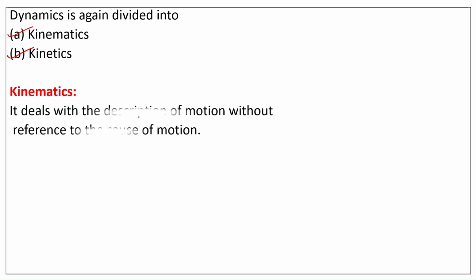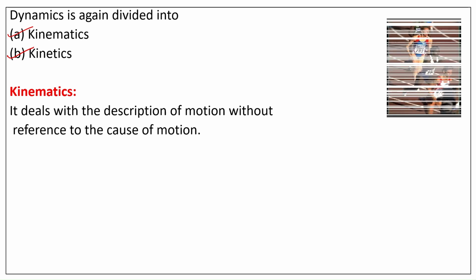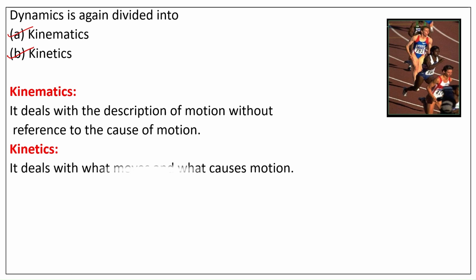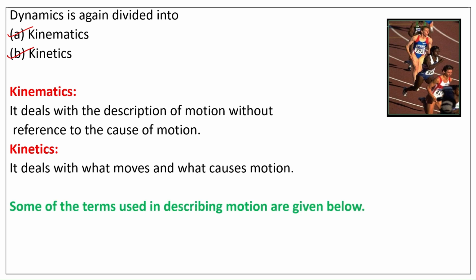Dynamics is again divided into A. Kinematics, B. Kinetics. Kinematics deals with the description of motion without reference to the cause of motion. Here mass of object is an important consideration. Kinetics deals with what moves and what causes motion. Here mass of object is not taken into consideration.